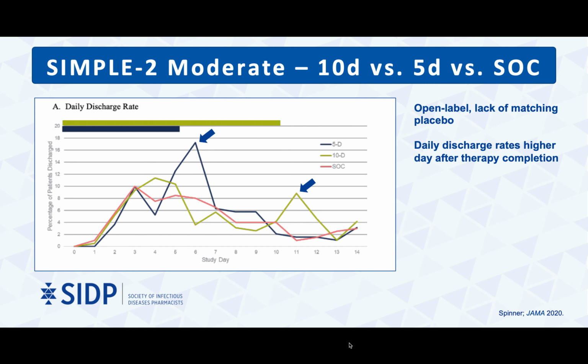Because the study was open label due to the lack of matched placebo, the investigators attempted to assess if the intended duration of remdesivir therapy influenced discharge decisions. This graph depicts percentage of daily discharges over time between arms, and we can see that in both remdesivir arms there was an uptick in discharges the day following completion of therapy. So day 6 for the 5-day group, and then day 11 for the 10-day group. This lends credence to the notion that the intended duration of therapy might have influenced time to discharge and subsequently ordinal scale outcomes. But this analysis is not conclusive and should be interpreted cautiously.